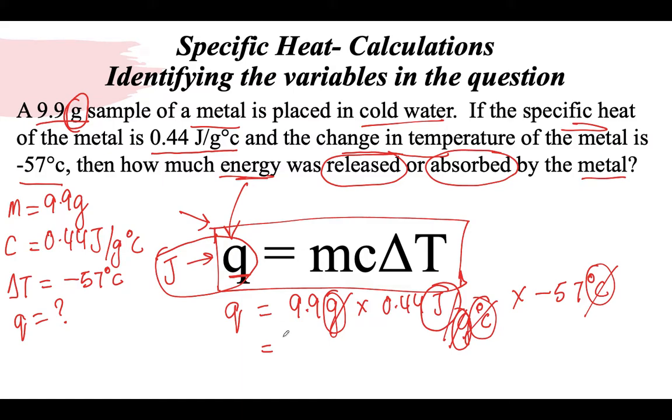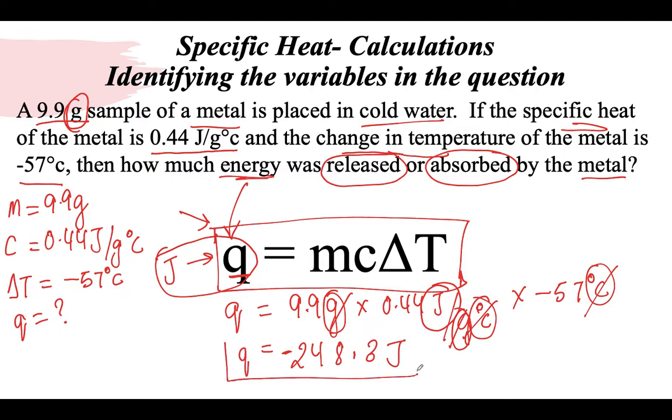So here you have 9.9 times 0.44 times negative 57, and you end up with 248.3 joules. But don't forget that you also have that negative.